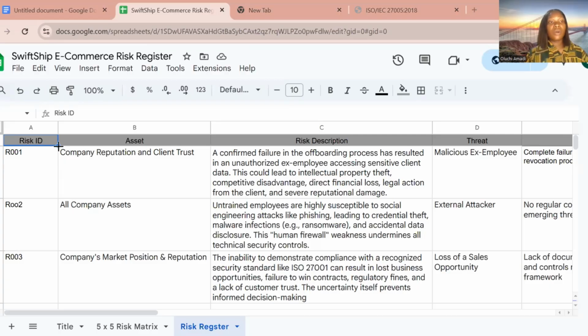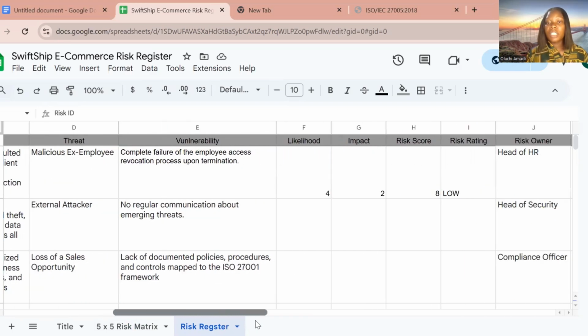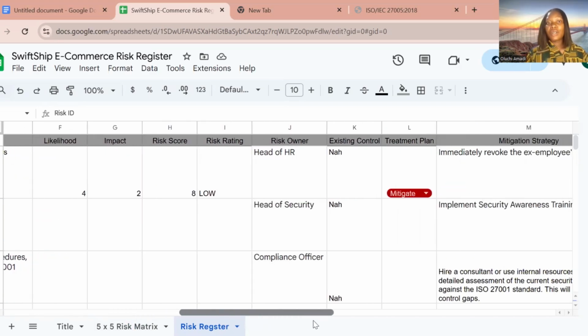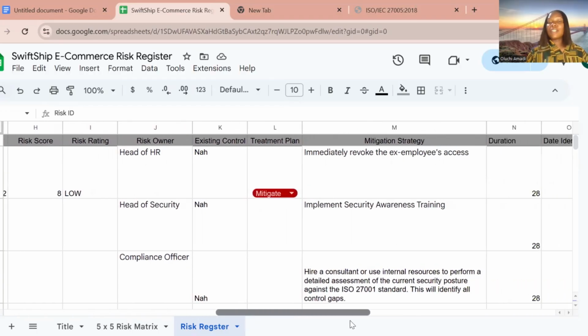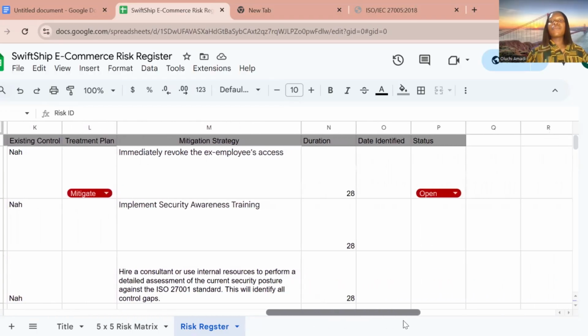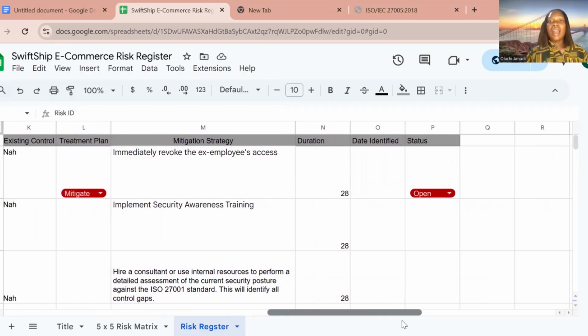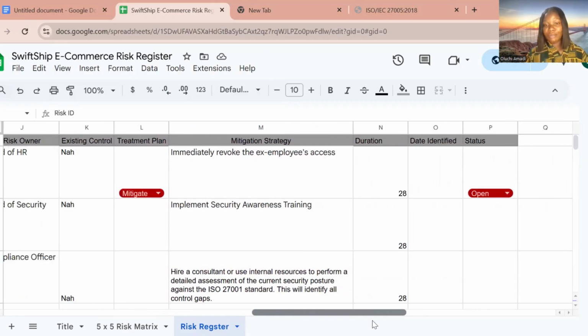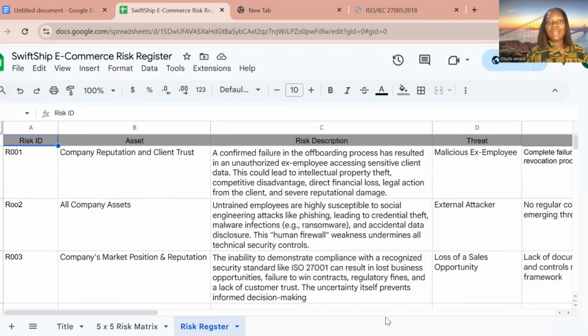So the things that are always in the risk register are the risk ID, the assets, risk description, threat, vulnerability, likelihood, impact, risk score, risk rating, risk owner, existing control, treatment plan, mitigation strategy, duration, identified risk, dates it was identified, and the status of the risk. So I'm going to quickly explain what these headlines are. The first one is the risk ID. The risk ID is a unique identifier assigned to each identified risk for tracking and reference.